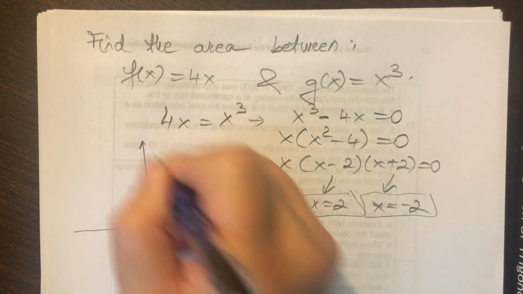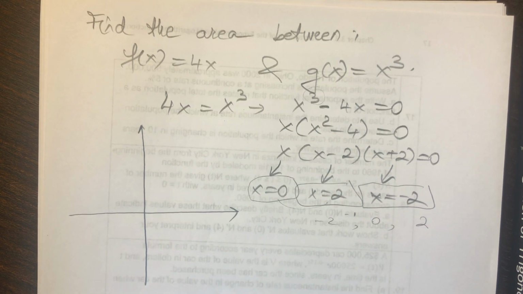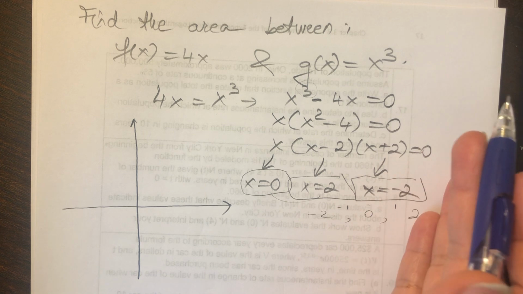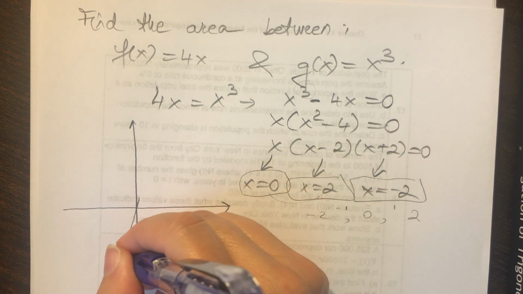Again, you could just pick a test point between, you put them in order, right? -2, there comes 0, and then comes 2. Pick a test point between -2 and 0. Pick a test point between 0 and 1. Plug it into both these functions, see which one's above. But of course, I'm just going to draw it for you.